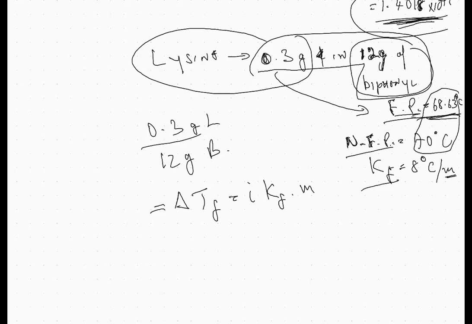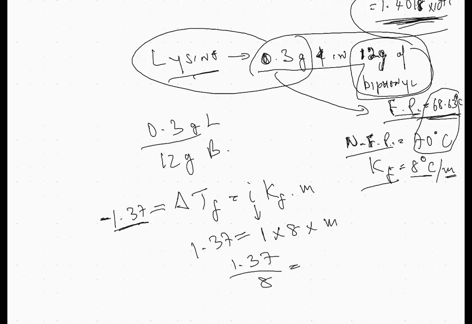Delta T. I is 1 because it's an amino acid, it doesn't break down. KF is 8. I don't know M. So I can find out M, right? Although it's negative, we'll just take this value, 1.37. So 1.37 divided by 8. So I have rearranged to find the molality. So what are they asking? What is the molar mass? So they're asking the molar mass.